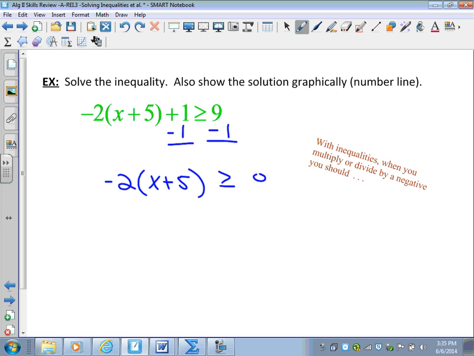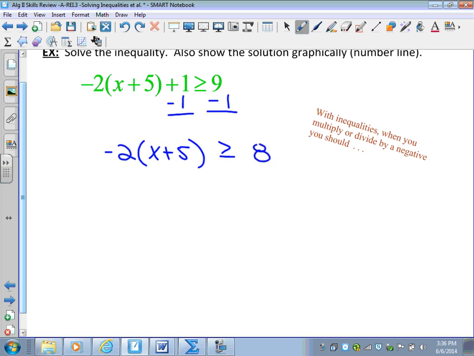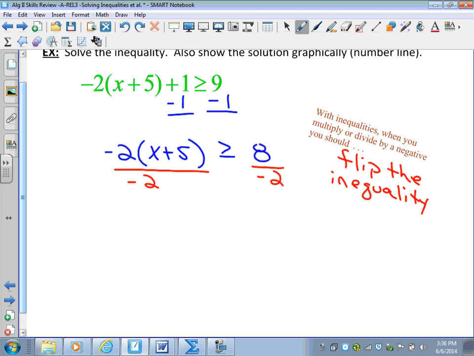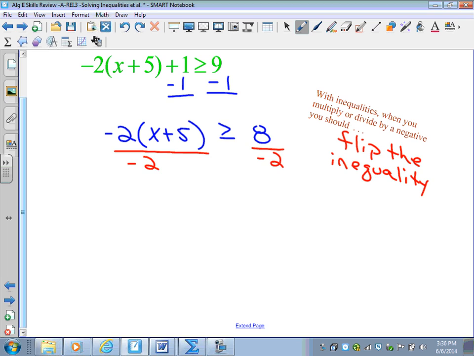Okay, and then I have this little question on the side here. With inequalities, when you multiply or divide by a negative, you should do what? Well, hopefully you remember this. We're going to flip the sign. Flip the inequality. So I'm going to divide by negative 2 here on both sides, or I can multiply by negative a half if you want to think of it that way. I'm going to divide both sides by negative 2, and these are going to cancel nicely.